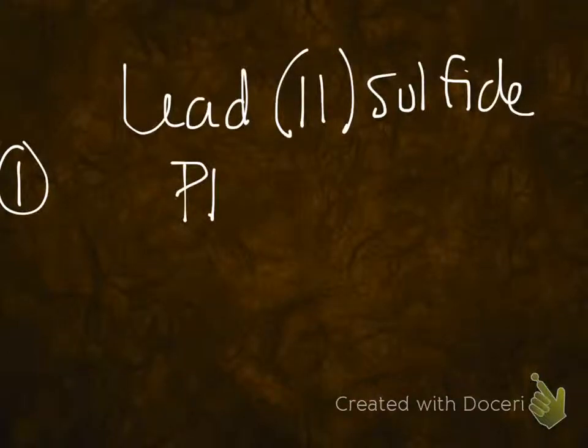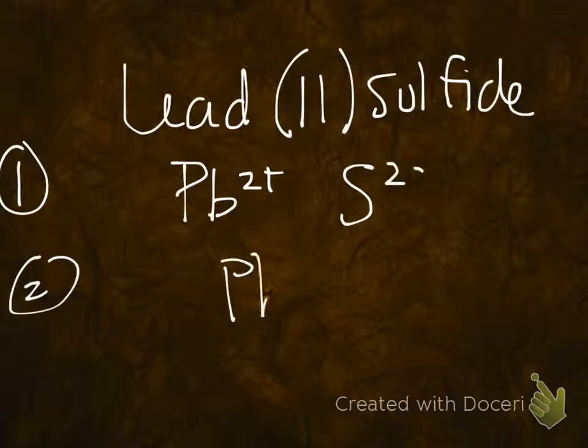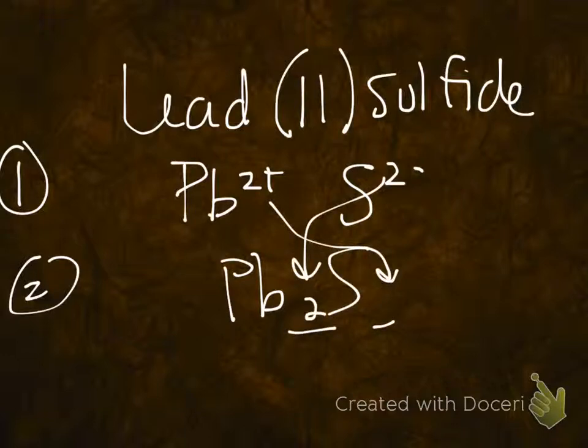So we're going to write our ions. We have Pb 2+, which is lead 2, and sulfide is S 2-. So when we do our crisscross, we get Pb2S2. It simplifies, so we have just PbS, Public Broadcasting System.